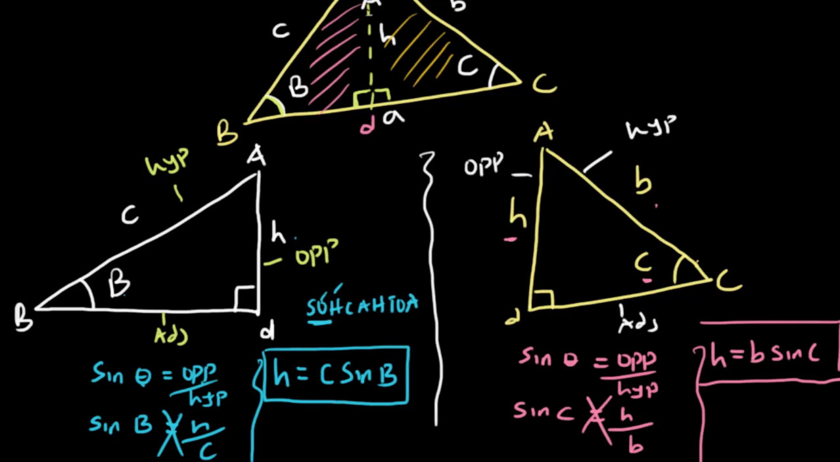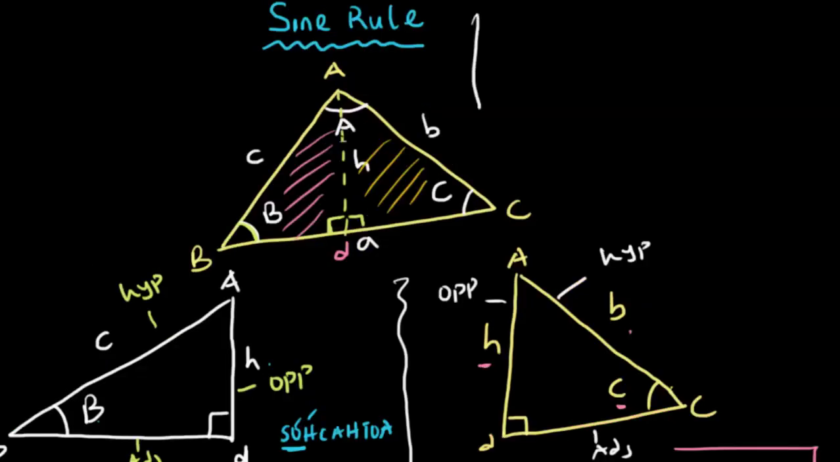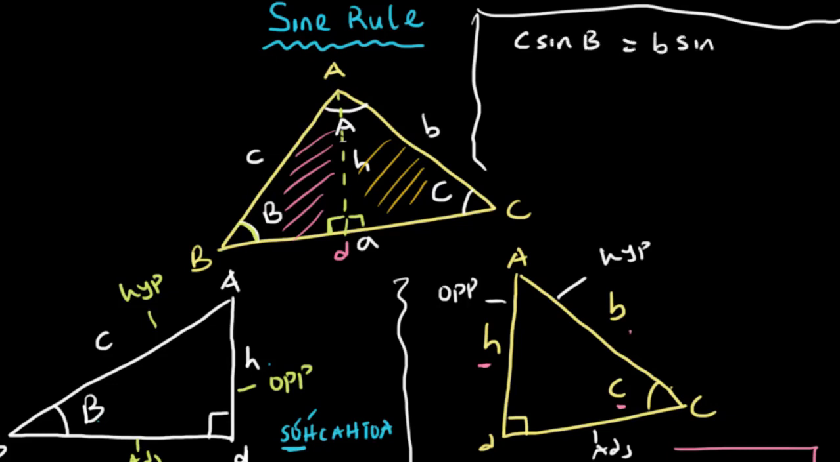Now if you look at this equation, H equals C sine B, and in this other equation, H equals B sine C. So it means that if H equals C sine B and H equals B sine C, what that means is that C sine B equals B sine C. Does that make sense? So let's do that up here. I'll be having C sine B equals B sine C. Does this make sense?